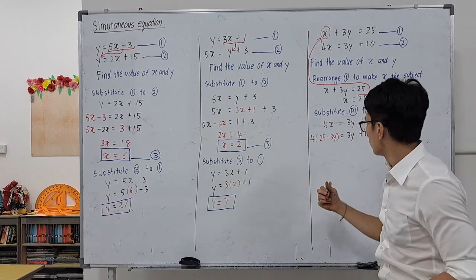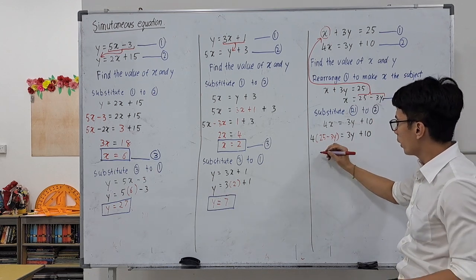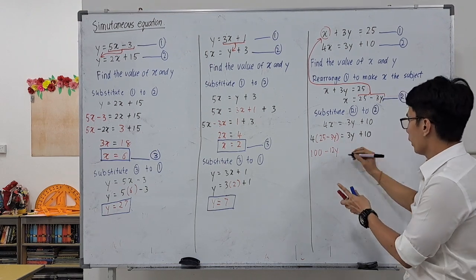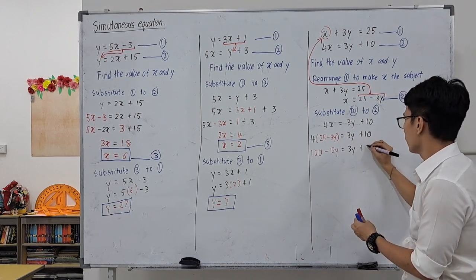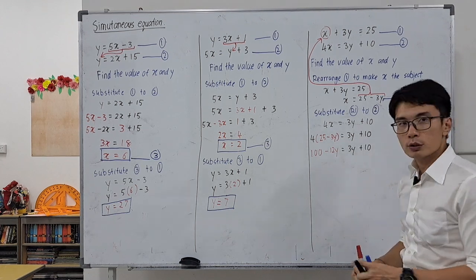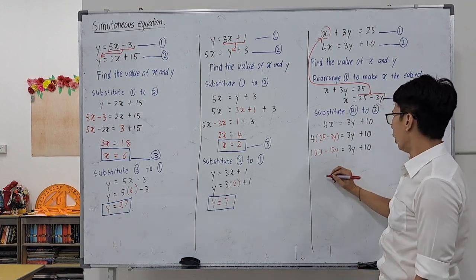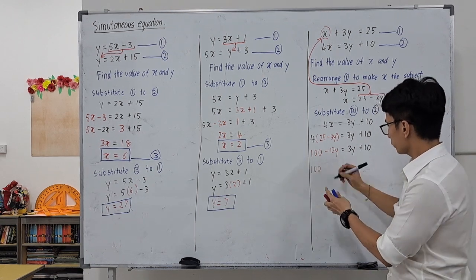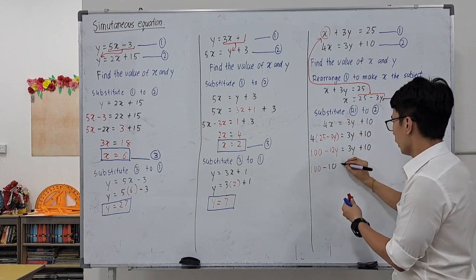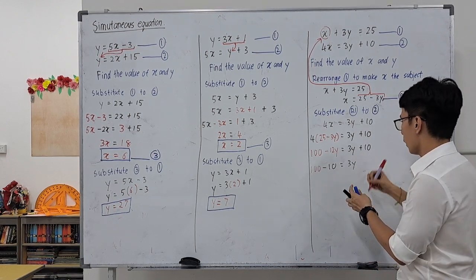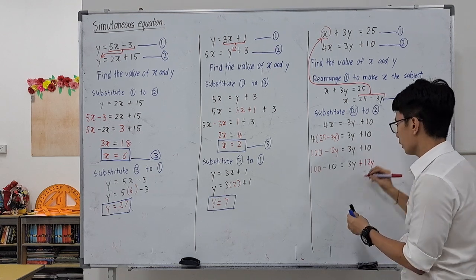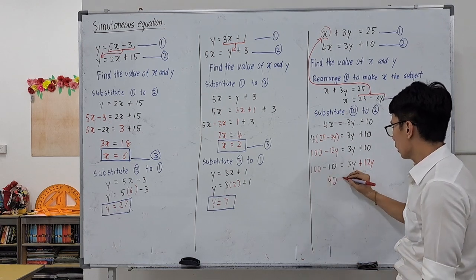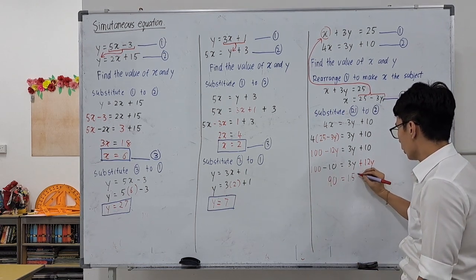Okay? Now let's continue to solve this. We can expand this. 4 times 25. That will give me 100. And that will give me 12y, and that's equals to 3y plus 10. Okay, so right now I want to collect my like terms. So I will get 100 minus 10, and that's gonna equals to 3y plus 12y. Okay, so what I will get here, I will get 90. And that's gonna give me 15y.